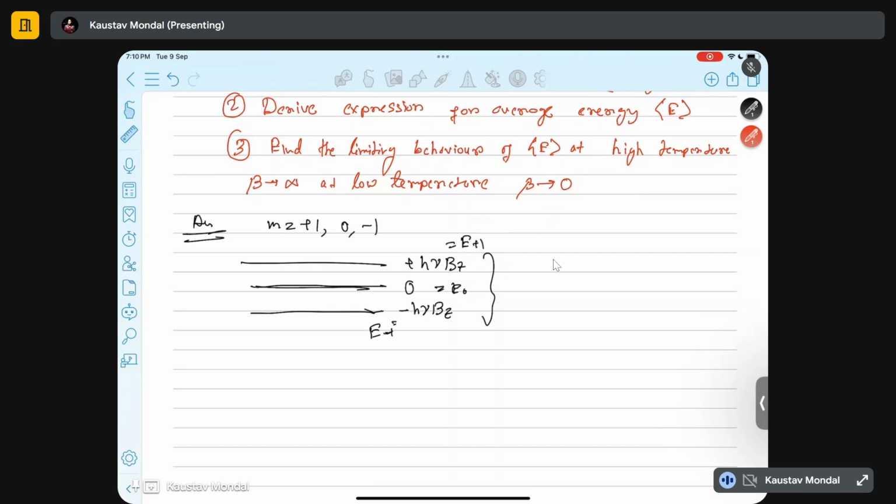Now what we have to do is find out first the partition function, right? As you know the energy of the system, from there it's easy to calculate the partition function, right? So first thing first, we'll derive the partition function, okay?